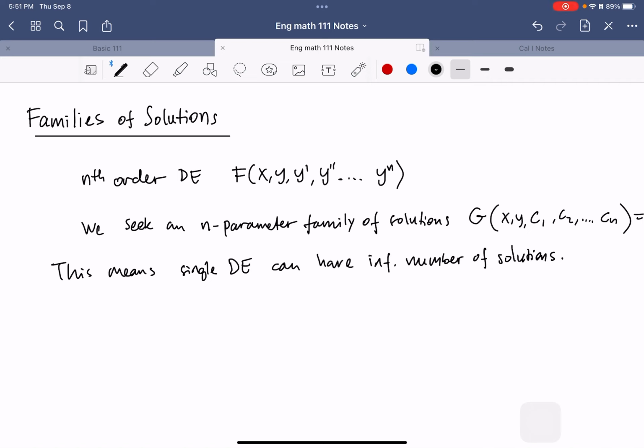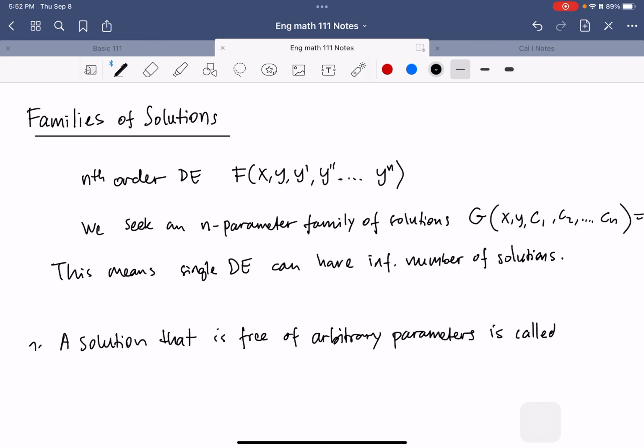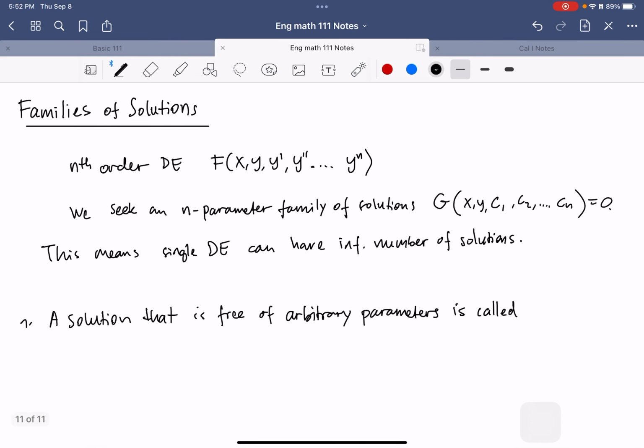Okay, first, a solution that is free of arbitrary parameters is called a particular solution.